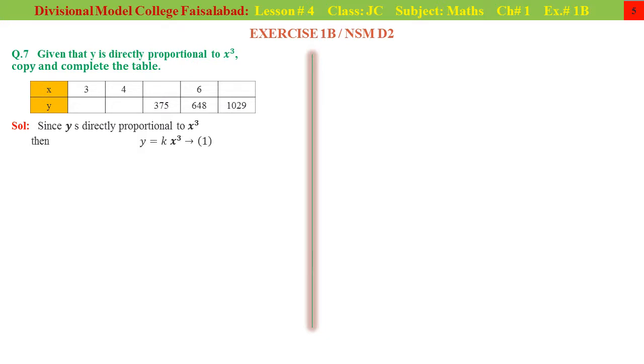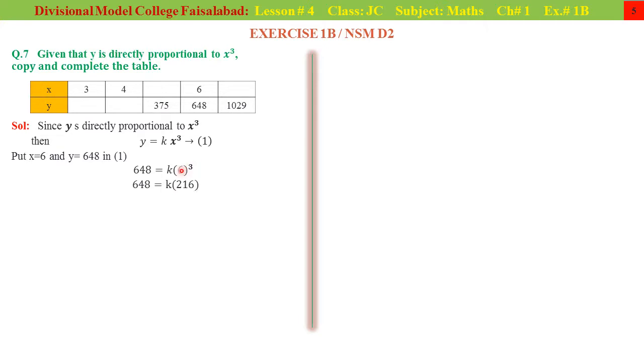We will write this statement in mathematical form, and now from the table we will put those values in which both x and y are given. We will put x is equal to 6 and y is equal to 648 in this equation to find the value of k. 648 is equal to k times 6 cube. 6 cube is equal to 216.